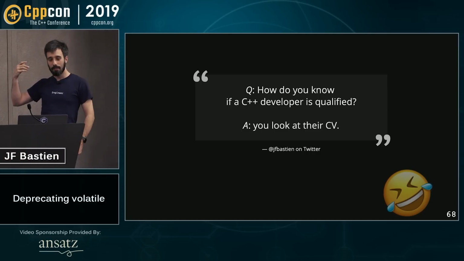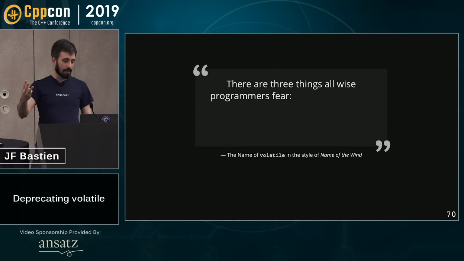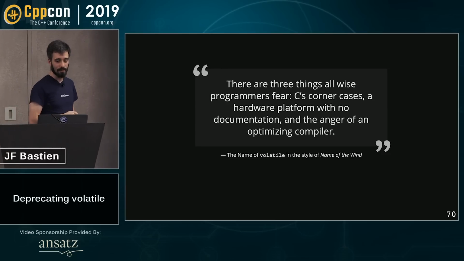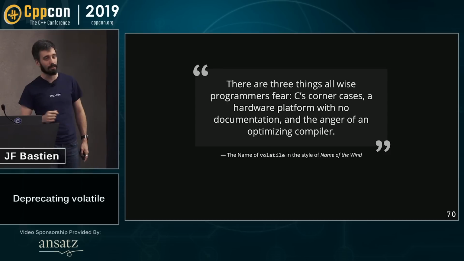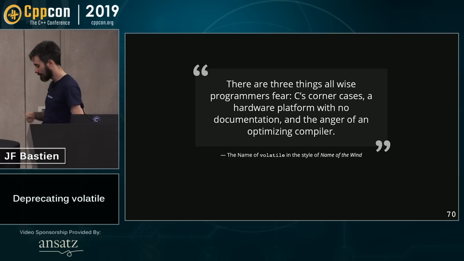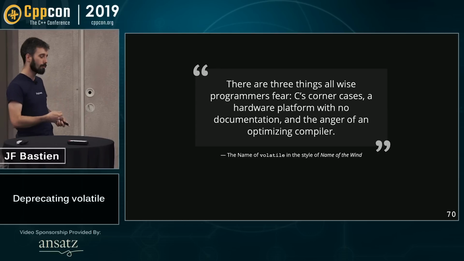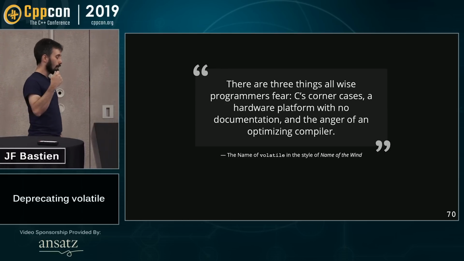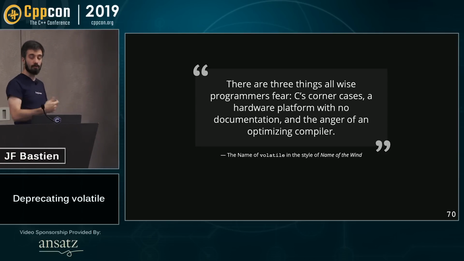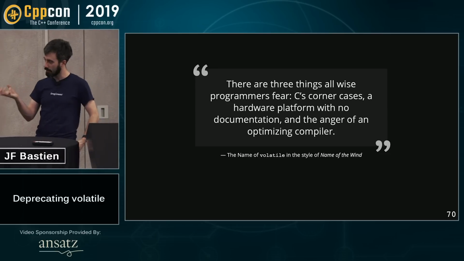Now, we'll look at what we're trying to change to make volatile safer. So, there are three things that all wise programmers fear: C's corner cases, hardware platforms with no documentation, and the anger of an optimizing compiler, right? My goal here is not to add some fear to your heart when you write C or C++ code. My goal here is to remove the corner cases while still allowing you to express what you need to express with volatile. I would argue that we could have better tools in the standard to express what you mean, because as we saw, volatile means many, many things in different contexts. So you could express to the compiler exactly what you mean.